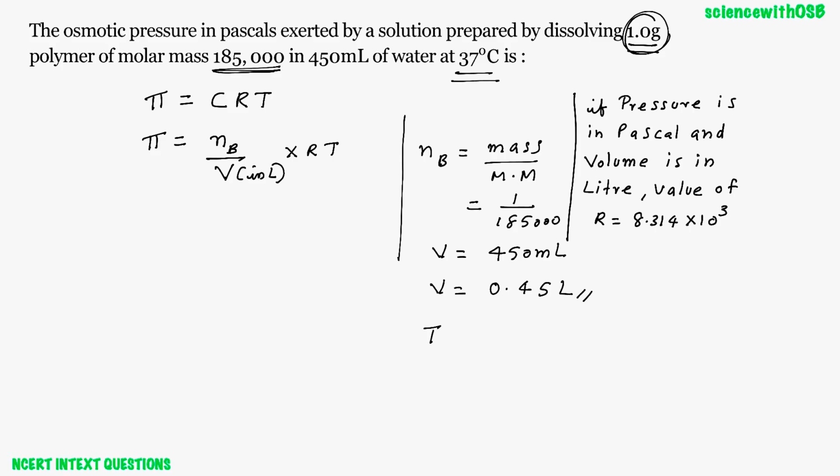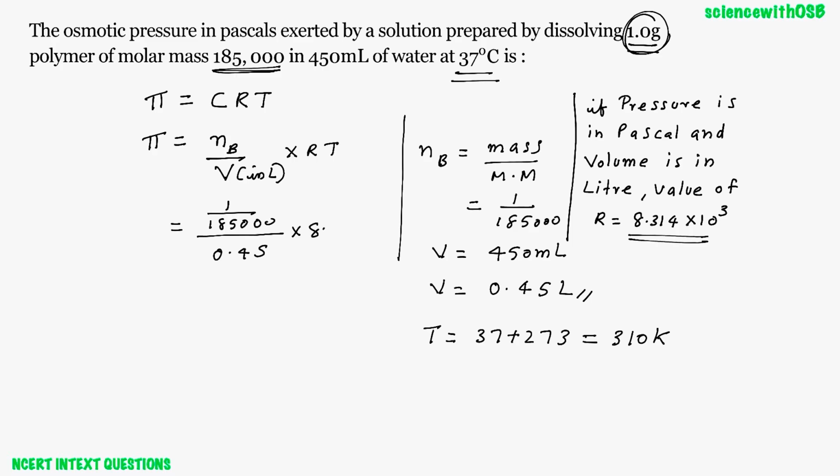Okay, now what is temperature? 37 degrees Celsius. See, you have to find answer in Kelvin, temperature in Kelvin, okay? So 37 plus 273. You know this conversion, right? 310 Kelvin, direct substitution. So pi is what? 1 by 185,000 by volume is what? 0.45 into what is R? 8.314 into 10 raised to 3 into what is temperature? 310. Correct, right?